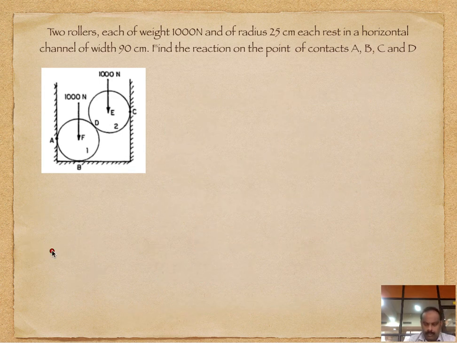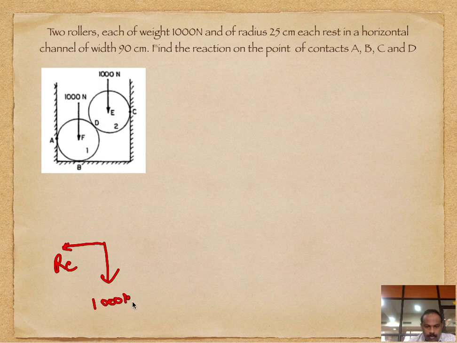Now let's do the next one, where we'll draw the forces. RC acting downwards, 1000 Newton, and RB, which is at angle theta. We found theta, so we know the theta. Okay, so let's solve this one. The components will be like this.